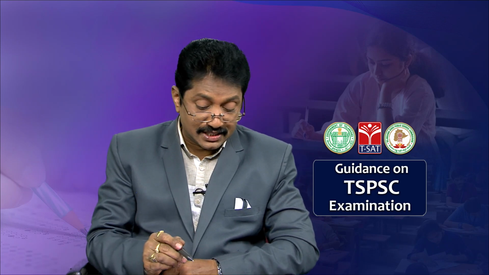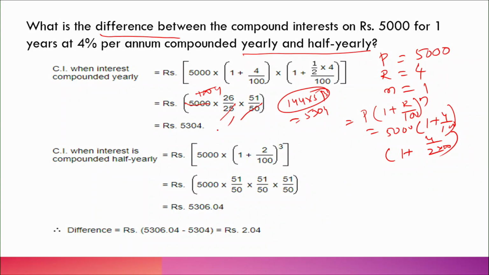If the compound interest is calculated half yearly, what is the total period here? n is equal to 1.5 years. How many half years are there in 1.5 years? There are 3. So for this case, P is 5,000, R is 4%, no change, but half of R, 4 by 2, that is simply 2%, and n is equal to 3. This is a very important one. So we can say 2 by 100, that is 51 by 50, and after calculation you will get 5306.04. The difference between these two is 2 rupees 4 paisa.